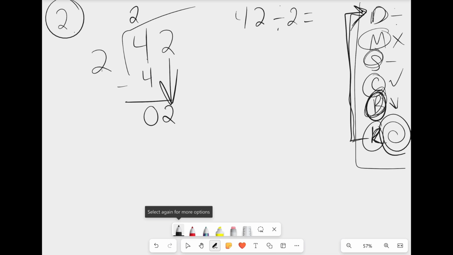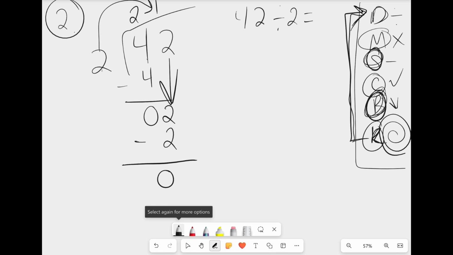Okay, dividing. 2 goes into 2 how many times? Once, correct. After we divide, we're going to multiply. 2 times 1 is 2. After we multiply, we're going to subtract. 2 minus 2 is 0.